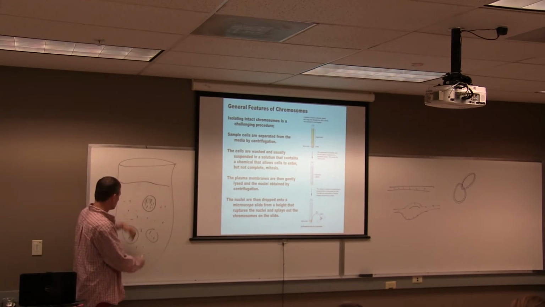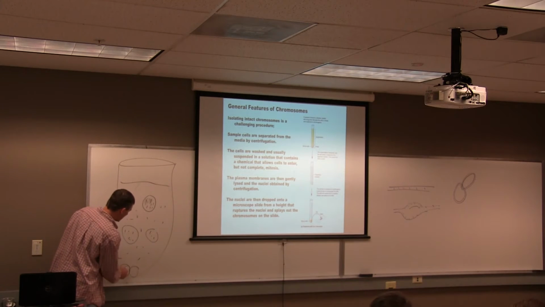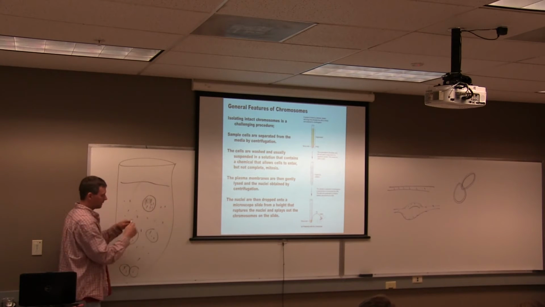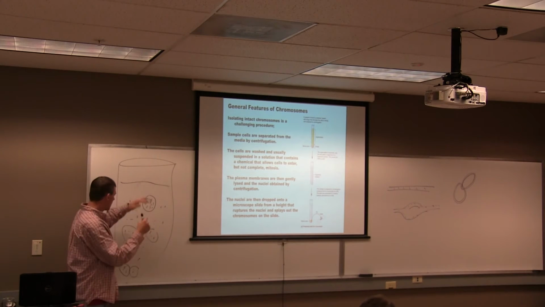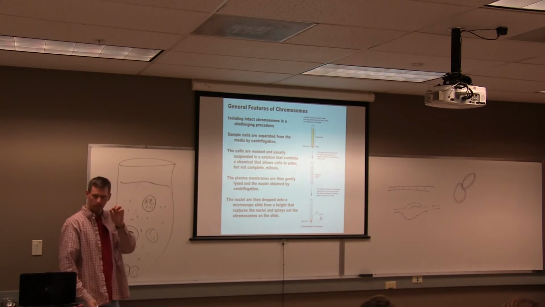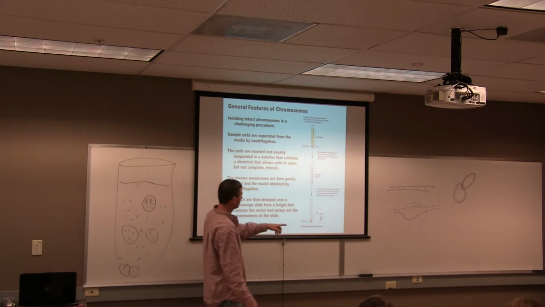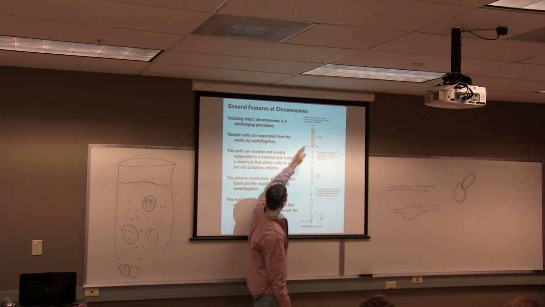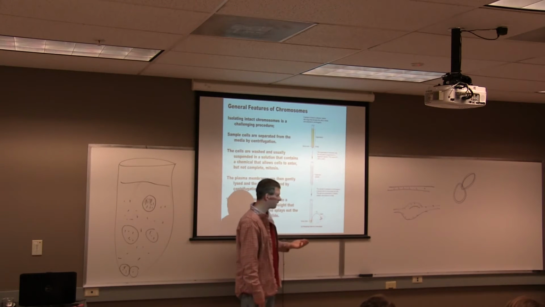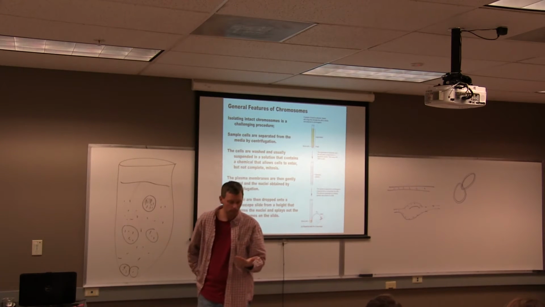We can take this tube and we can spin it, and the nuclei will pellet on the bottom because they're big and heavy, and everything else will be on top. We take the liquid off the top and get rid of all this stuff, and we're left with pure nuclei here at the bottom of the tube. Here they just show us blood cells. It could be nuclei, whatever, something large.